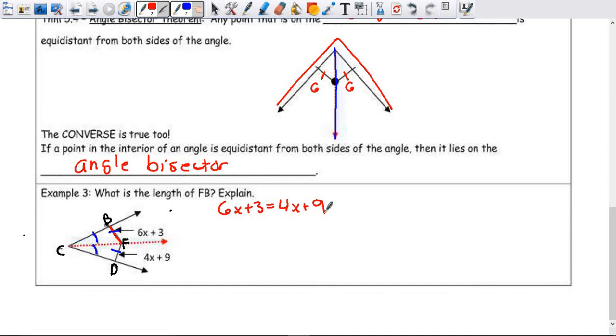First thing I need to do is move my 4x over by subtraction. We get 2x plus 3 equals 9. Then we subtract 3, we get 2x equals 6. Then lastly, we divide by 2, so x equals 3.